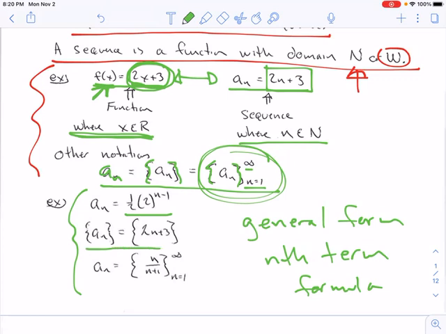Using this notation with the little squiggly lines, a sub n is equal to 2n plus 3. And here we have the other type of notation. A sub n is equal to n divided by n plus 1, where n is equal to 1 to infinity. So the most common type of notation is simply the first way, simply writing a sub n is equal to, and then writing the rule of the sequence, which we call the nth term formula.